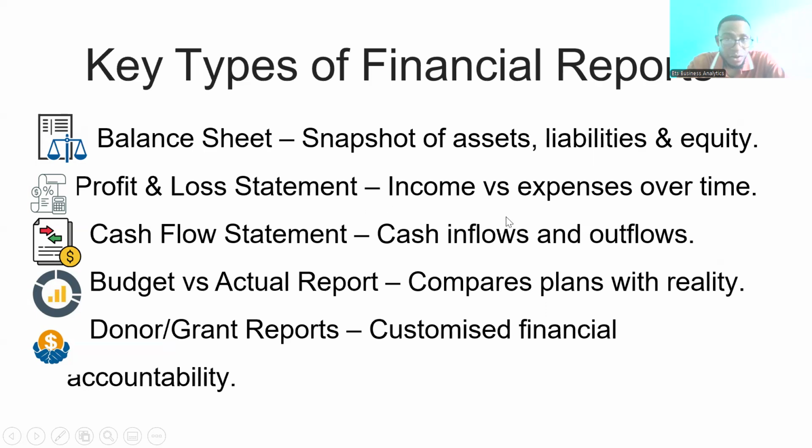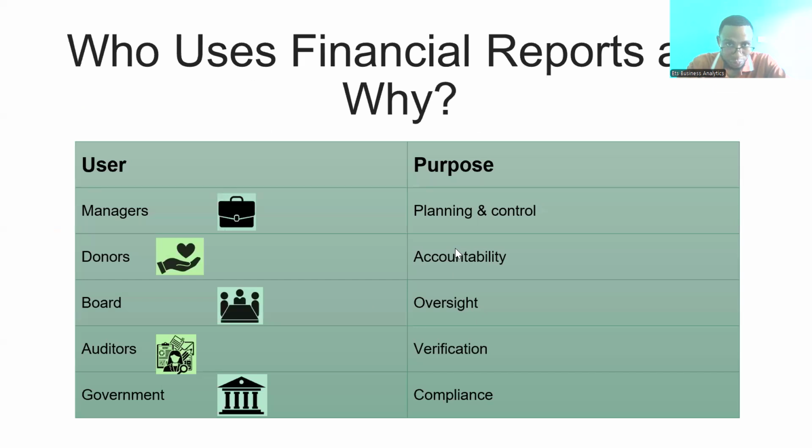Profit and loss statement, income versus expense over time. Cash flow statement, this is the one that I like so much because I have to touch money, touch cash. Then the budget versus actual report, very important because in project management, or in anything in finance, you can budget and then you use more or less than what you budgeted. So you should always have a report on that. Donor and grants report, very important for NGOs. So this is just a refresher for those of us in the humanitarian field.